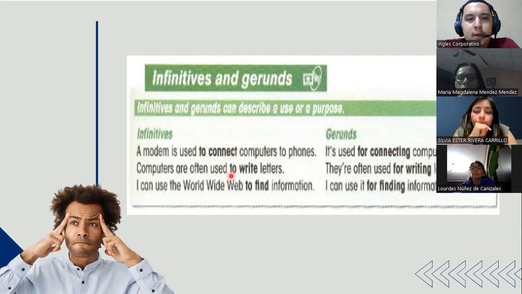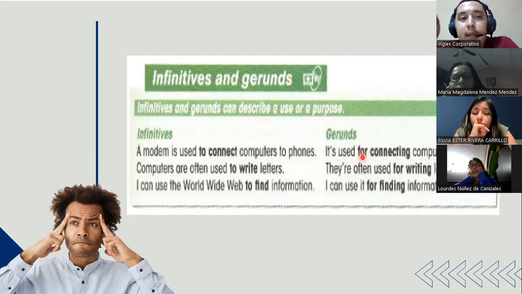To connect, to write, to find, to read, to cook, to do. That's why they're called infinitive. They are always used in a simple form. What about the gerunds? In this case, with the gerunds we use the preposition for, and after that the verb is in ing form. That's why the gerunds are better known for adding ing to the verbs. All the verbs that you add ing to and have the preposition for before them are called the famous gerunds. You can use both to describe, or you can use them for a specific purpose.